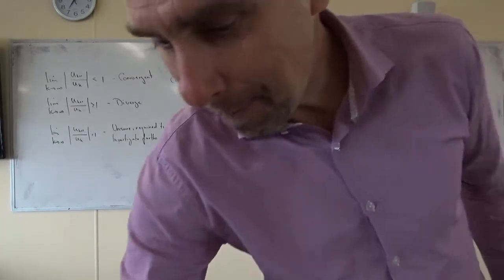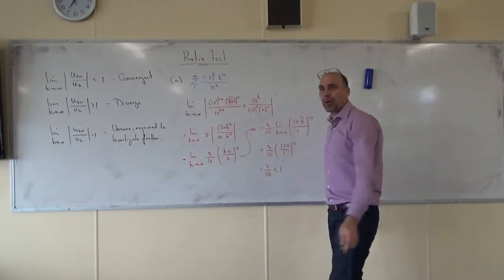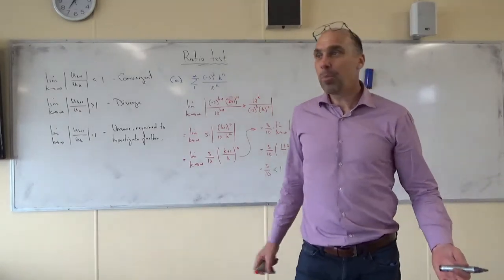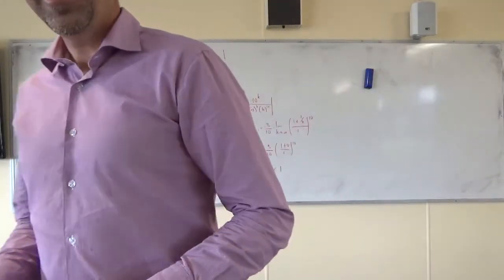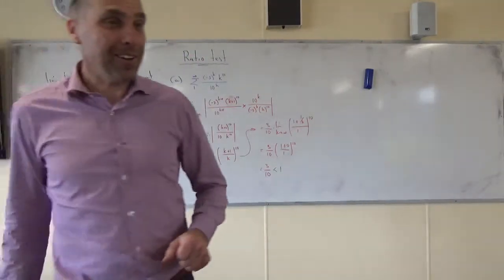Why? That's less than 1. So at infinity, what's my common ratio? At infinity, what's my common ratio? 0.3, isn't it?